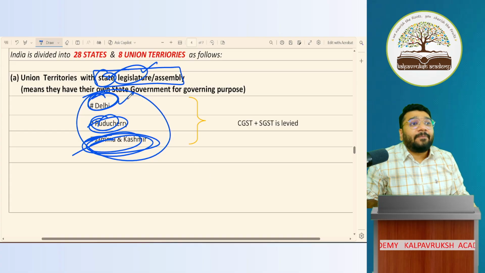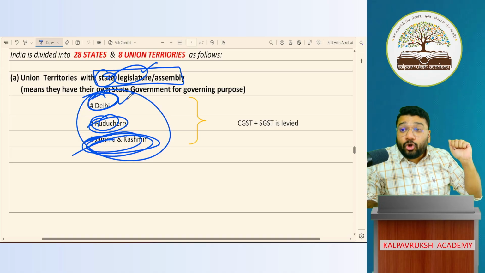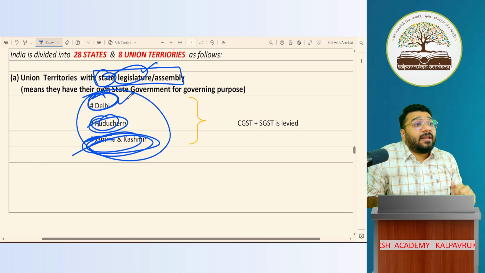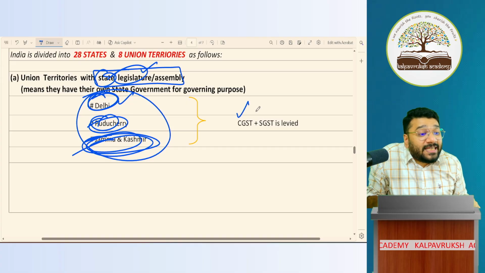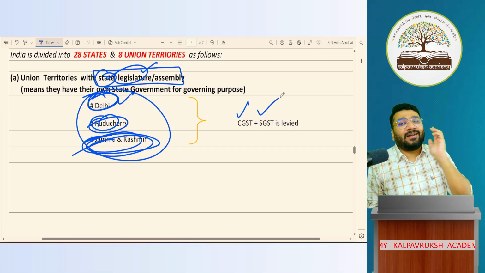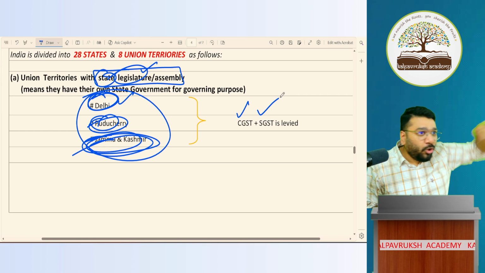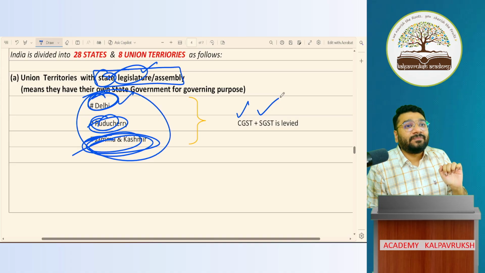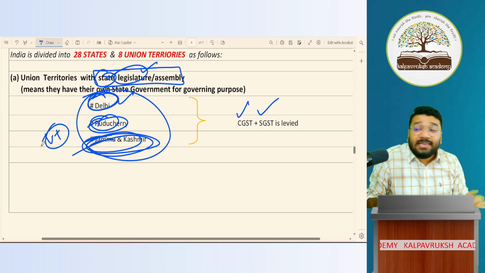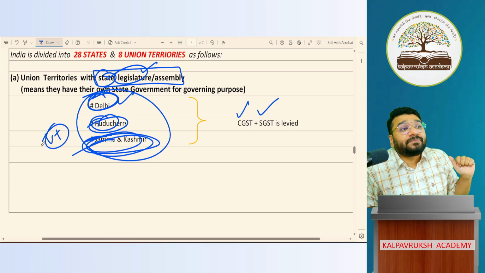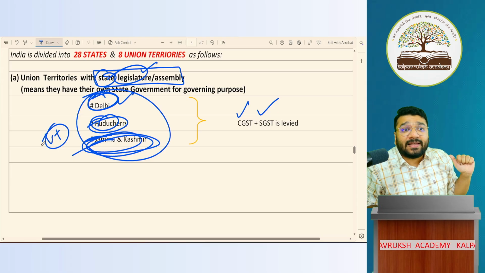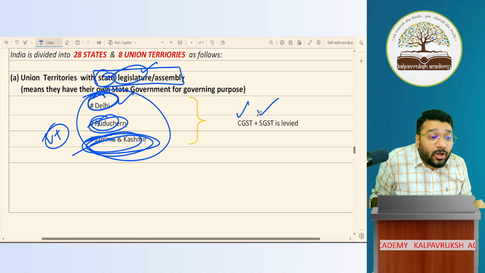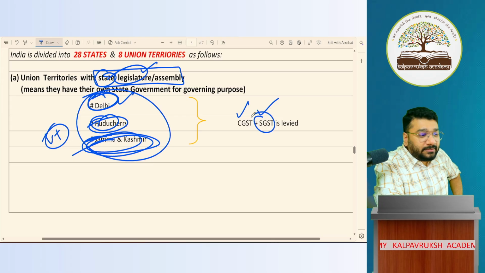So if you go to Delhi and buy any product inside Delhi, or buy anything from Pondicherry, or from Jammu and Kashmir, in the bill they will charge CGST and SGST. They will not put UTGST. If you go to Delhi and buy any product, what will they mention on the bill? SGST, not UTGST. These 3 are UTs, but since they have their own state legislative assembly, they will be treated as a state for GST purposes and they have to levy SGST and not UTGST. Got it? Not got it?